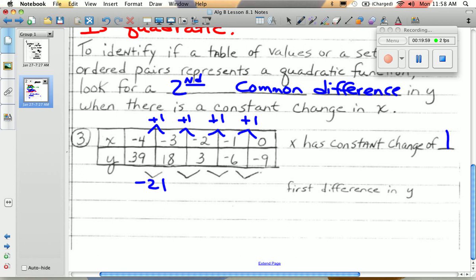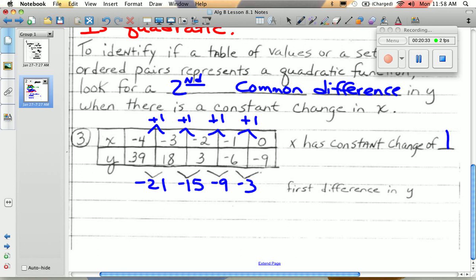Okay, how about 18 to 3 now? It went down 15. 18 take away 3 is 15, but it went down, so it's a negative 15. How about from 3 to negative 6? It went down 9, so we say negative 9. And then down 3. You can think about the temperature right now. It's 6 below 0, it's going down to 9 below. What did it do? It went down 3, didn't it? Okay? That's our first difference in y.